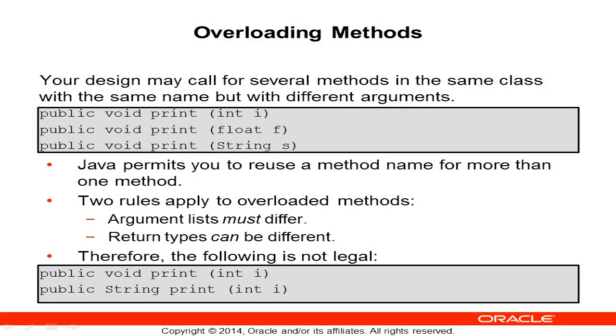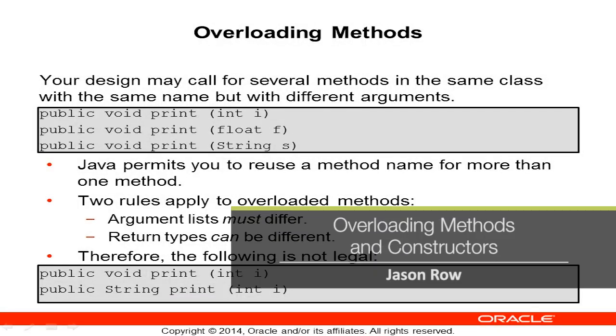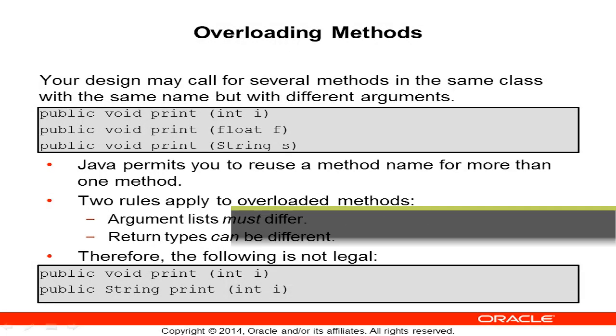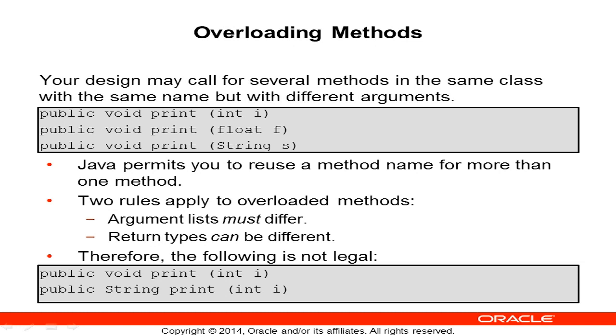Let's take a look at how we can overload methods and constructors. Now you might want to design methods with the same intent, like for example print, in order to print out several different types. And you could design a method for each type. So we have three methods: print int, print float, and print string. But this would be a bit tedious and not very object oriented.